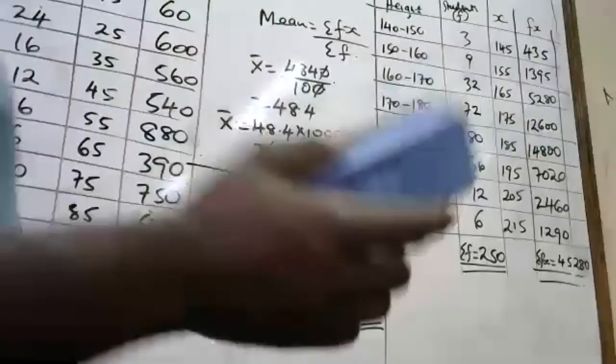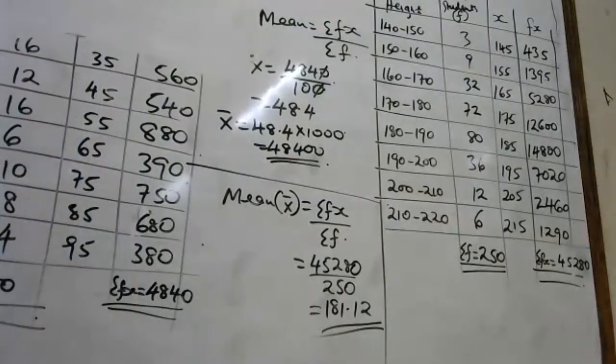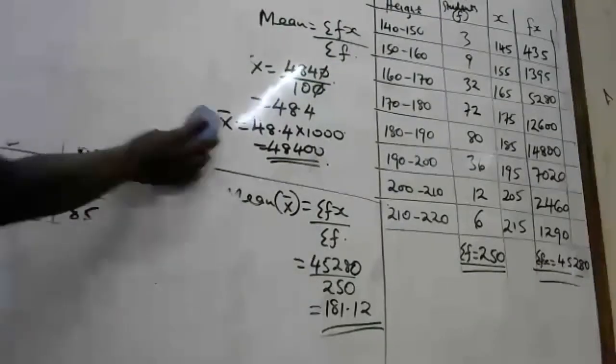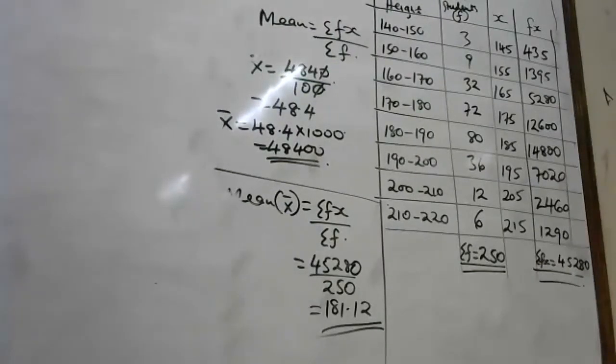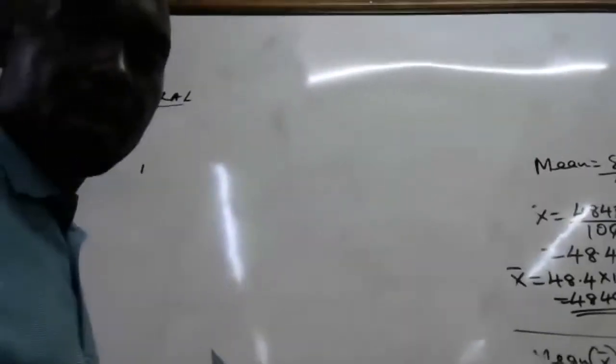Median. For the median, we know that it is the value that is at the center. For the group data, the median. You can't see. Okay, let me adjust the camera, also the board.